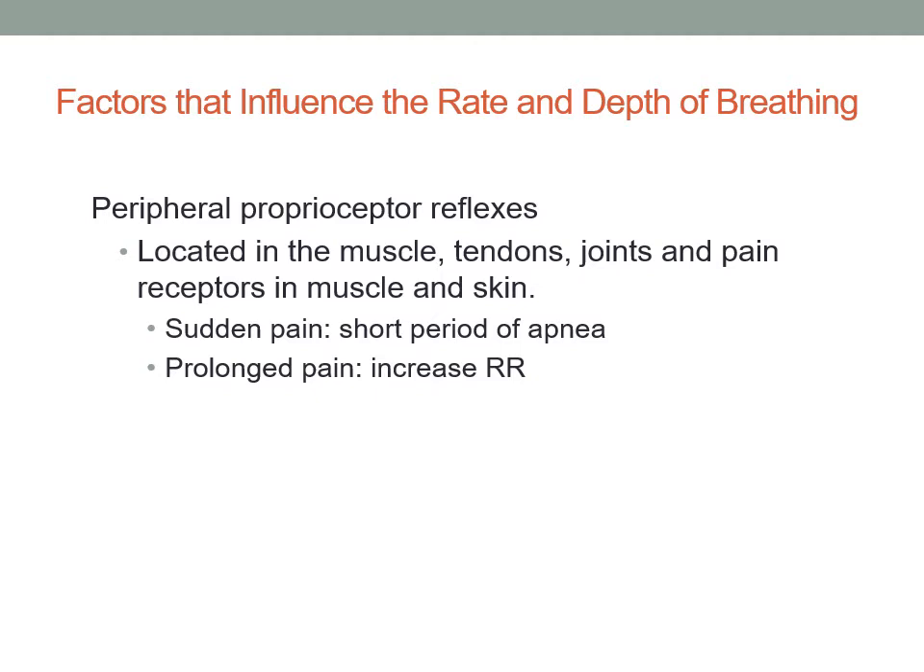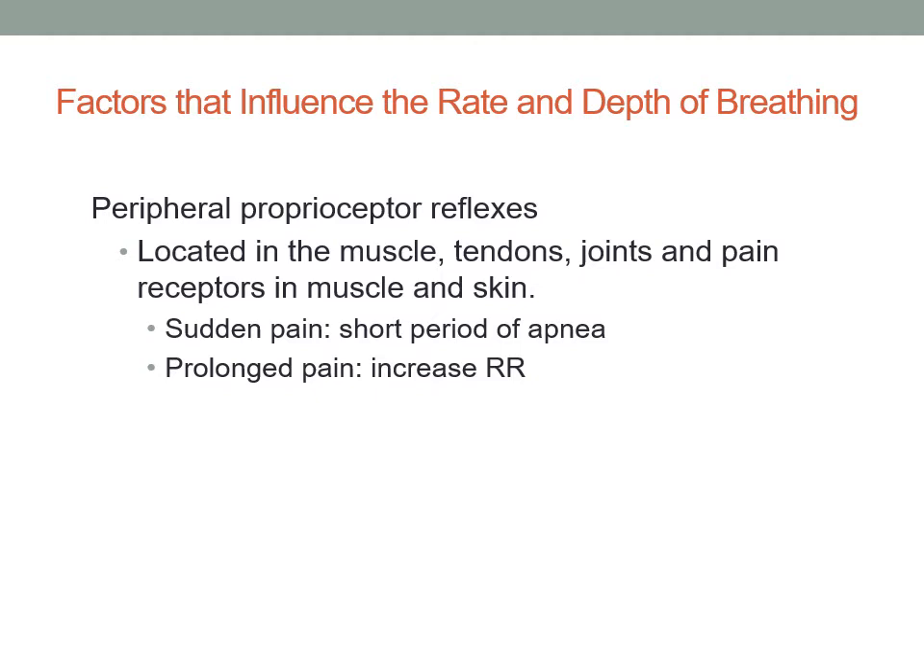Peripheral proprioceptor reflexes. The peripheral proprioceptors are located in the muscles, tendons, and joints, and pain receptors in the muscles and skin. When stimulated, the proprioceptors send neural impulses to the medulla. The medulla, in turn, sends out an increased number of inspiratory signals. This may explain in part why moving an individual's limbs during a drug overdose, or producing prolonged pain to the skin, like a pinch, stimulates a person to breathe.